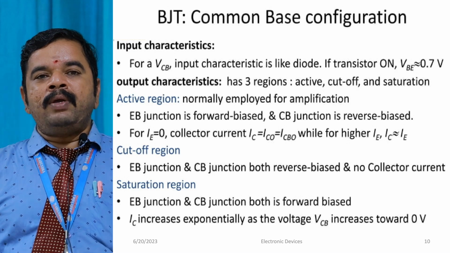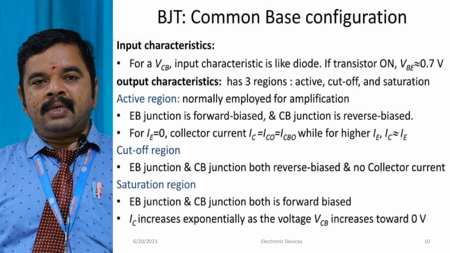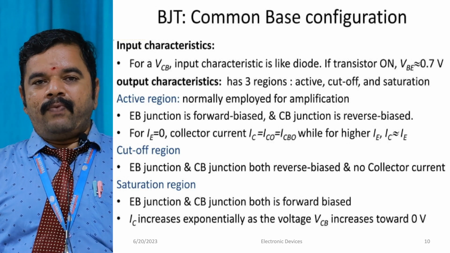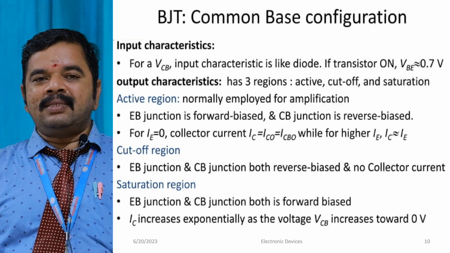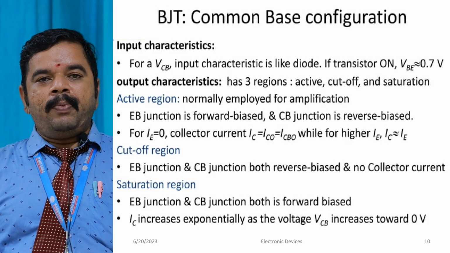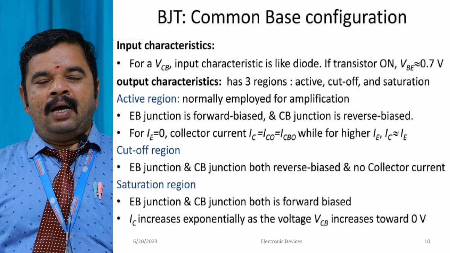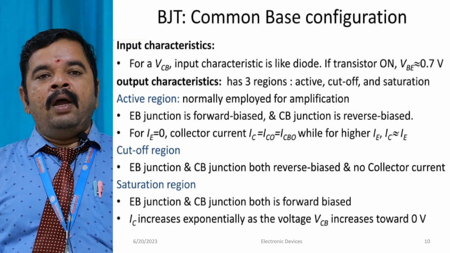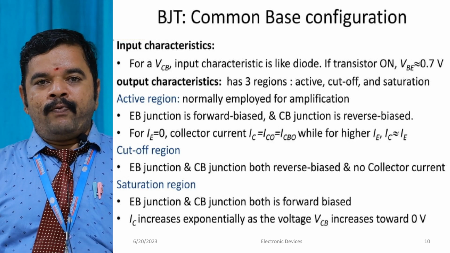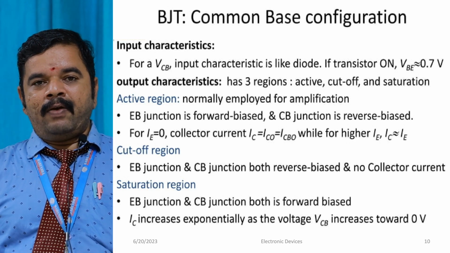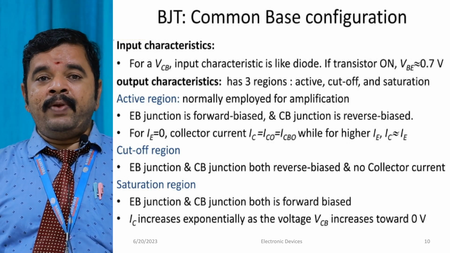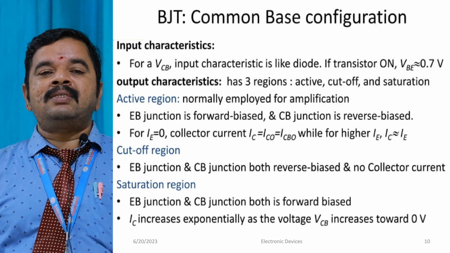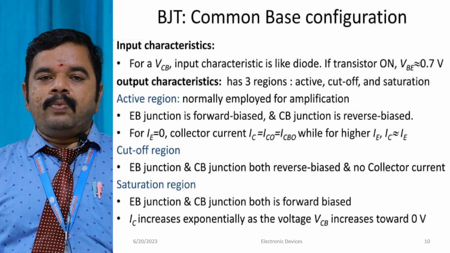Generally, we know the input side of the common base configuration is the emitter-base side. The emitter-base side is forward biased, so it acts as a normal PN junction diode. Look at the curve: it looks like the forward bias characteristic of a PN junction diode. Then we have to draw the output characteristics. What are output characteristics? We have to plot the graph between the output voltage and the output current for different constant values of input current. That is how we obtain the output characteristics.